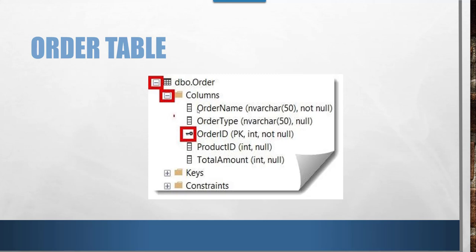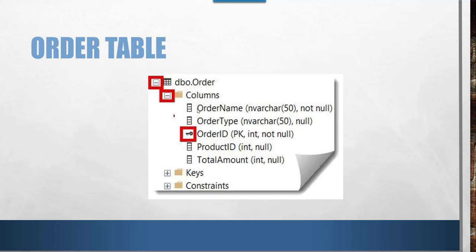Now we will retrieve the primary key details of the order table. I have a table called order. There we will see how to get the details of this particular order table, where OrderID is the primary key.